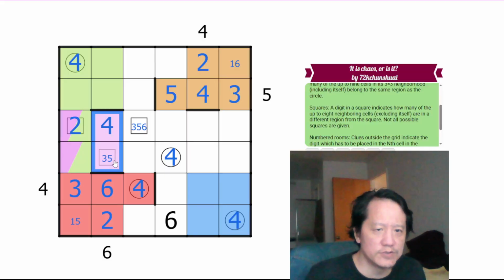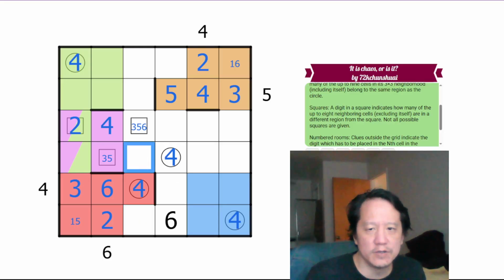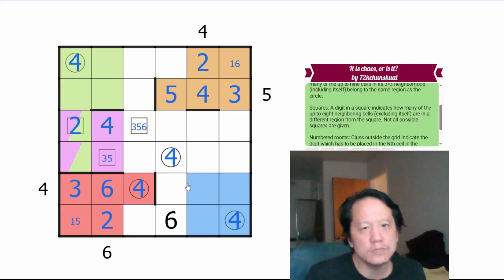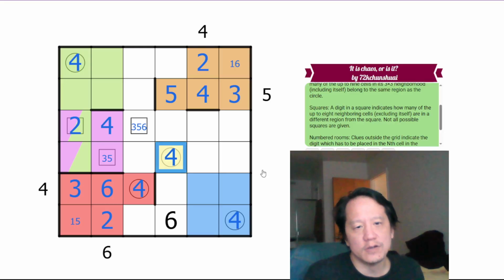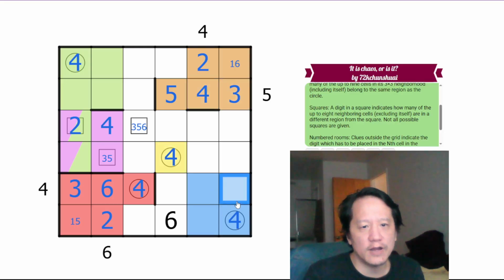So both of these are pink. One of these is red. We don't know which. This 4 has to be part of yellow because every other region already has a 4.